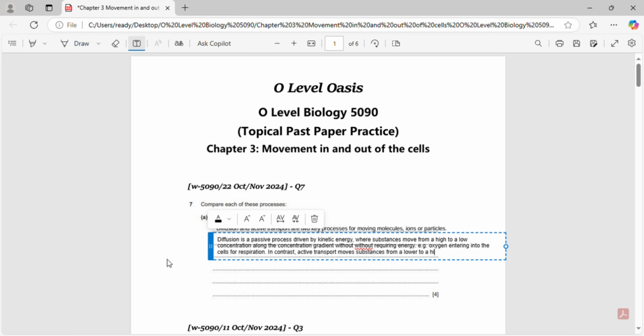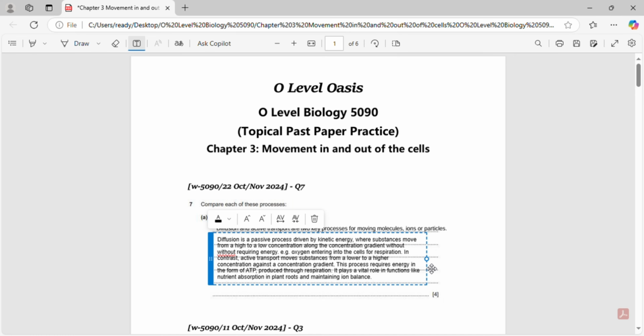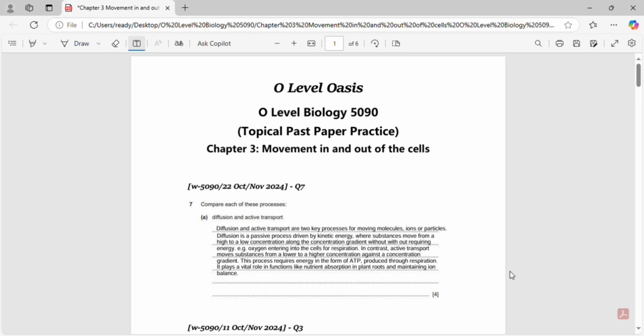In contrast, active transport moves substances against the concentration gradient, from a lower to a higher concentration. This process requires energy in the form of ATP, which is produced through respiration. Active transport is crucial for functions such as nutrient absorption in plant roots and maintaining ion balance in cells.